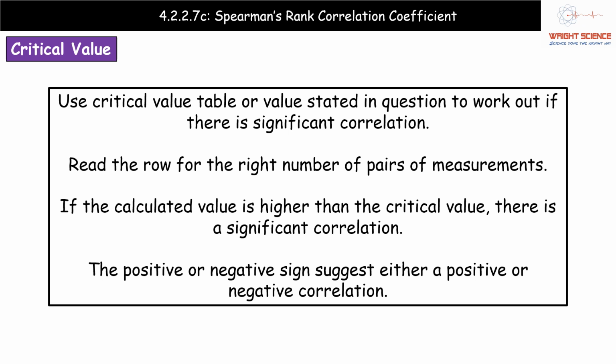What we then find is we will have a value, our critical value, that we are going to be comparing our calculated value to. If our calculated value is higher than the critical value, there is a significant correlation. And what you're going to notice is you may have a positive or a negative sign on your actual calculated value, and that just tells us whether it's a positive or a negative correlation. If your calculated value is less than the critical value, there is not a significant correlation, and therefore we're accepting the null hypothesis.